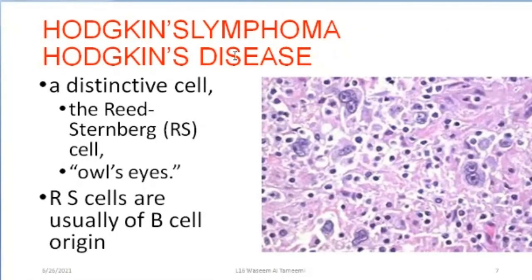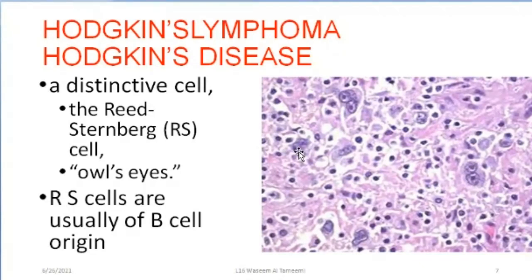Hodgkin lymphoma, or Hodgkin disease, اتفقنا, it is the less common type of lymphoma. It is characterized pathologically by the presence of distinctive cells. هاي شوفوها. Owl eye appearance, binucleated cell. باعوها كلش واضحة. Binucleated cell, owl eye appearance.